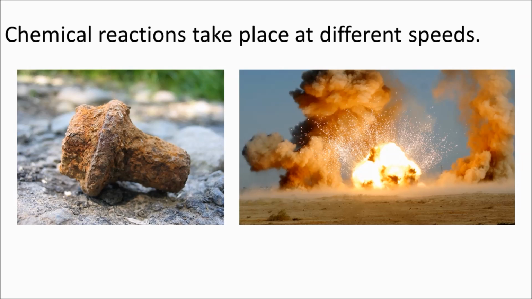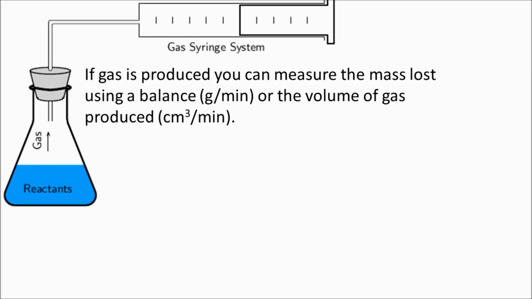And some of them are slow, like rusting, that's the oxidation of metals, and some are fast, like an explosion, where you get a rapid production of gas. So, how do you measure how fast a reaction is happening? Here we've got a reaction where a gas is produced, and if we use a conical flask, you can measure the mass lost, or the volume of gas produced in a minute.